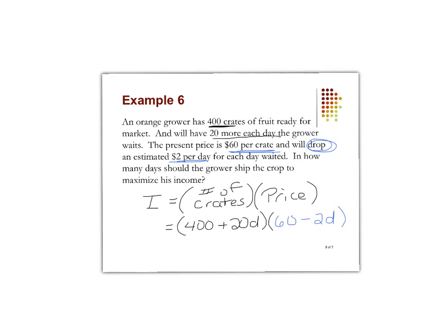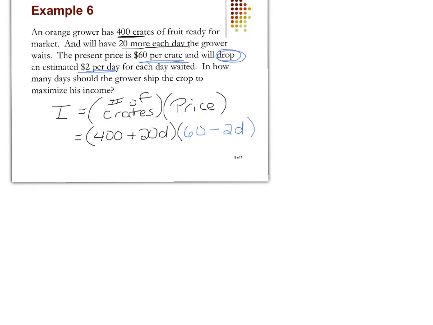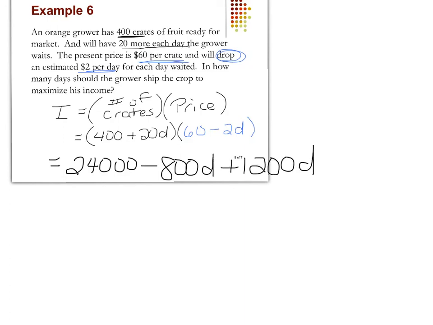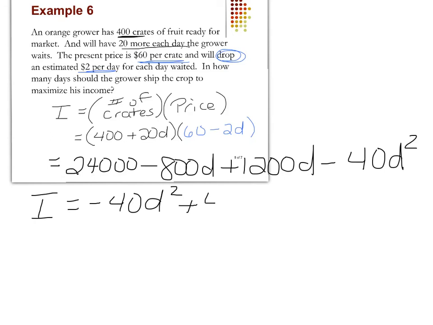If we go through and multiply that out, you will get 24,000 minus 800D plus 1200D minus 40D squared. So the final one is that income is negative 40D squared plus 400D plus 24,000.